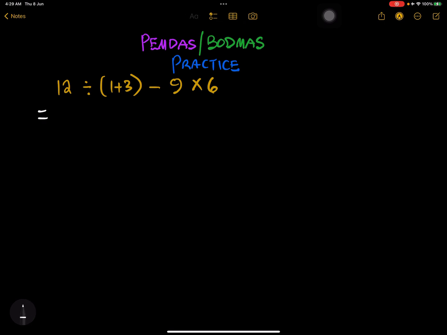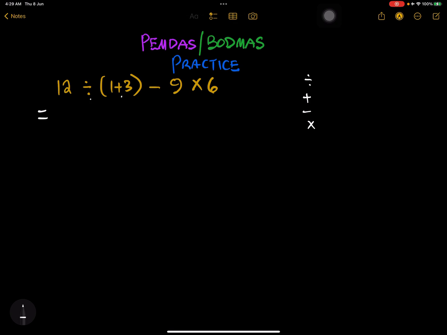So we've done that. Now you can bear with me as a witness that there are different mathematical operation signs in this question. There's a division sign, there's an addition sign, a subtraction sign, and a multiplication sign.